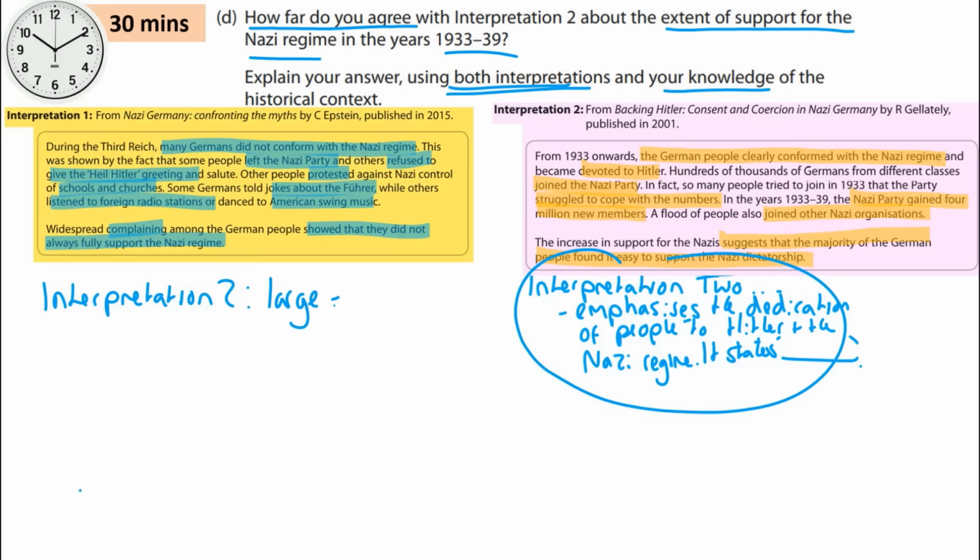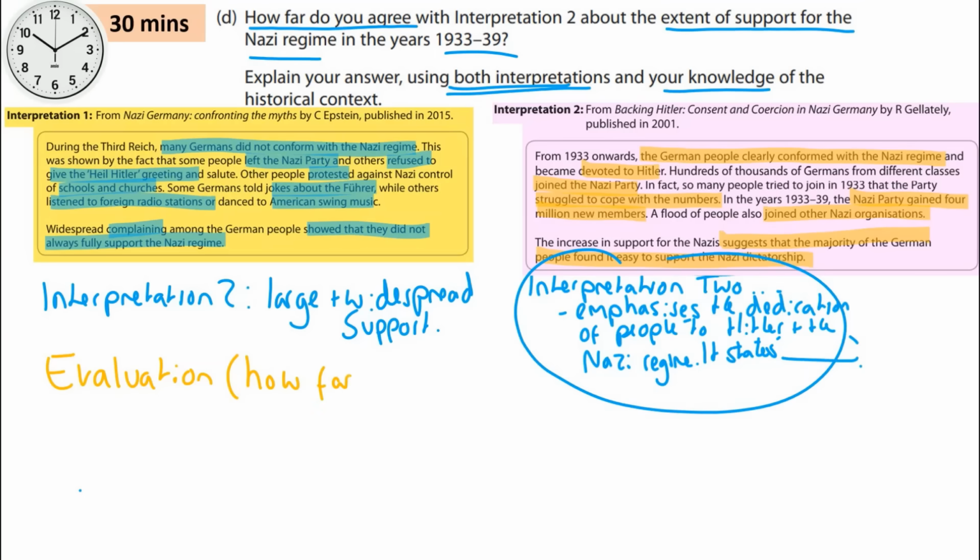I'll recap this for us so that we know exactly what it is that we're arguing. I've read through interpretation 2 once more, and I'm just going to start by summarizing the answer, make sure it's clear in my head. So the argument of interpretation 2, in this case, is that the Nazi Party enjoys large and widespread support. I need to say how far I agree with this then.